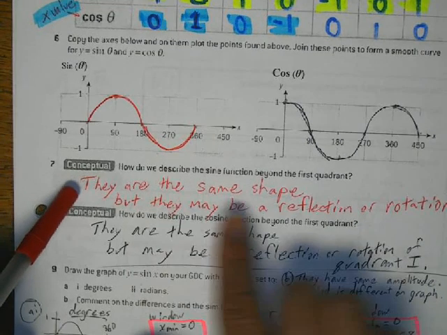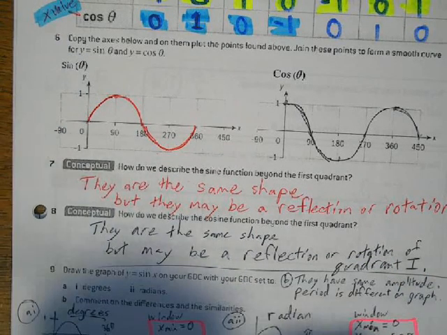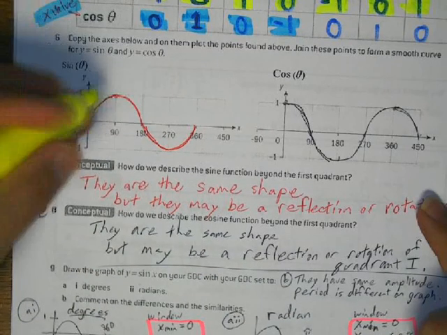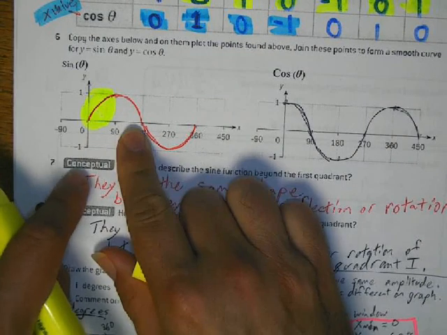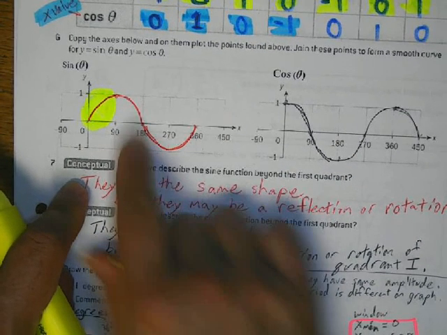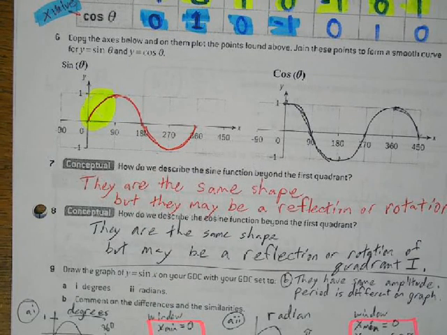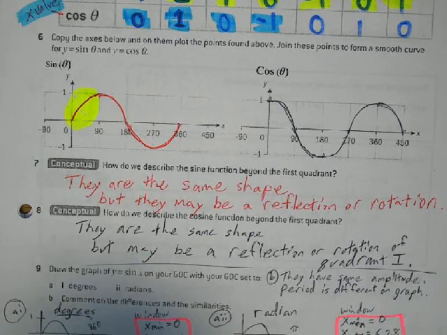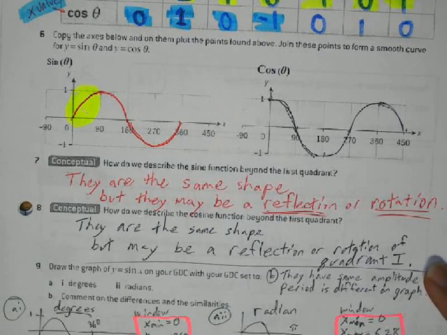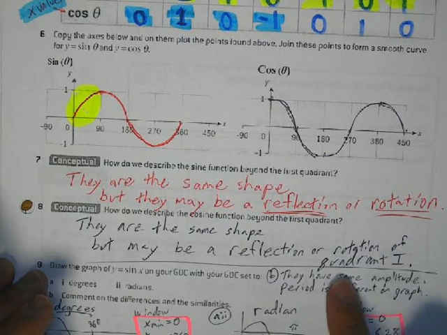So basically, beyond the first quadrant, each of these pieces here is just like the other. This is a reflection over here. This is a rotation. This is another rotation, and that's going to be important when we start talking about topics later in this semester. Okay, so it's a reflection and a rotation. Okay, how do we describe cosine functions beyond the first quadrant? Same sort of thing. It's a reflection and rotations of quadrant 1.